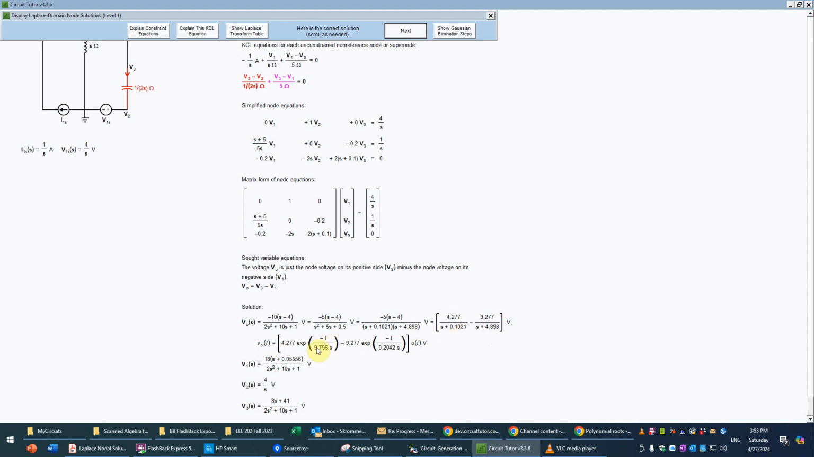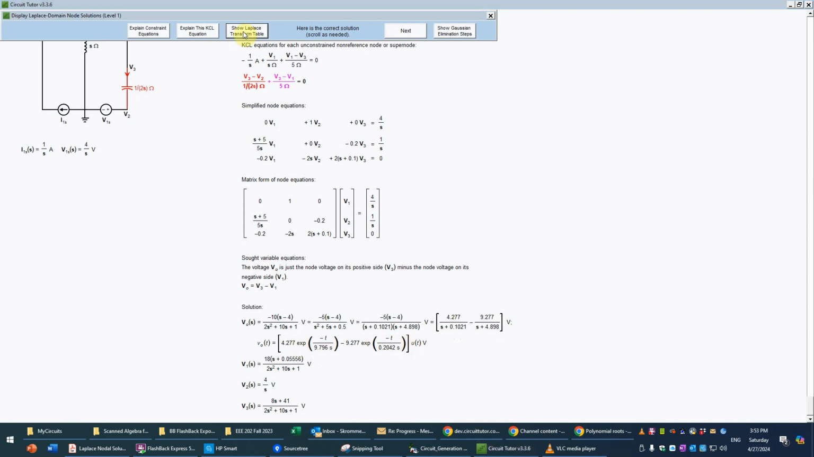Notice we have to put the time constant in the denominator. So that's the reciprocal of this number. So the reciprocal of 0.102 is about 9.8 roughly. And then here we do the same thing. The reciprocal of 4.898 is 0.204. And we put the coefficient out front, just using the standard table.